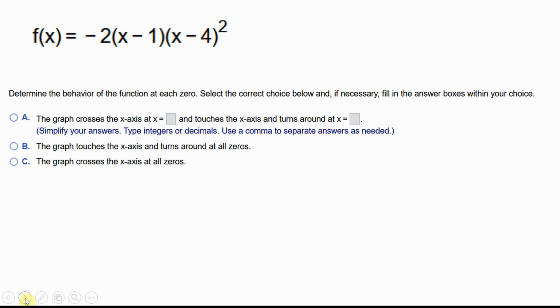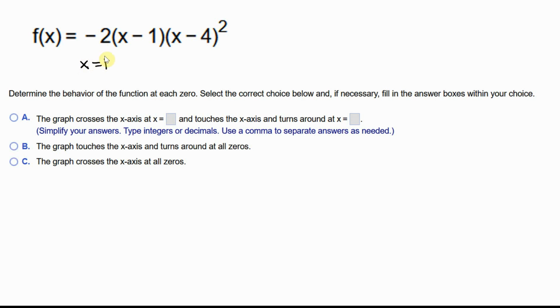Same function, just more questions. Determine the behavior of the function at each zero. Select the correct choice below. If necessary, fill in the answer boxes with your choice. So here, the graph crosses the x-axis at blank, and touches the x-axis and turns around at blank. For B, the graph touches the x-axis and turns around at all zeros. C, the graph crosses the x-axis at all zeros. Let's write what we know.